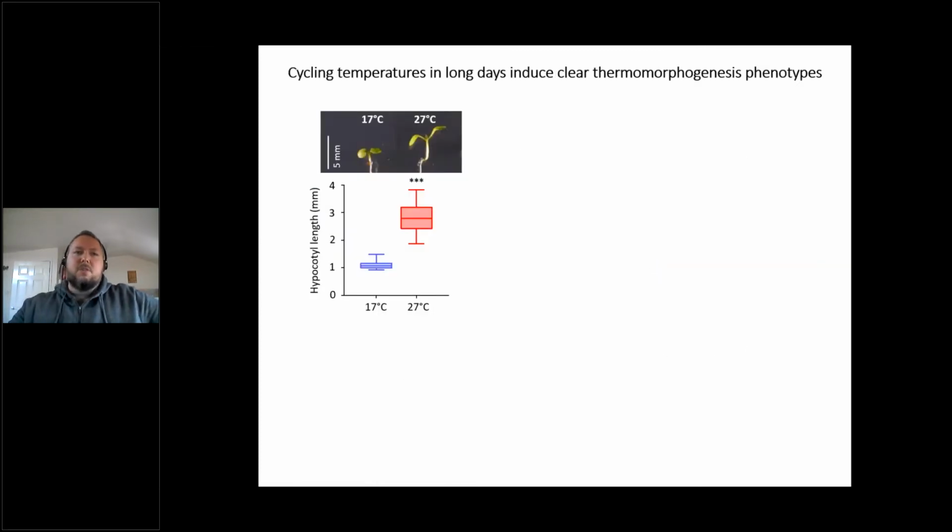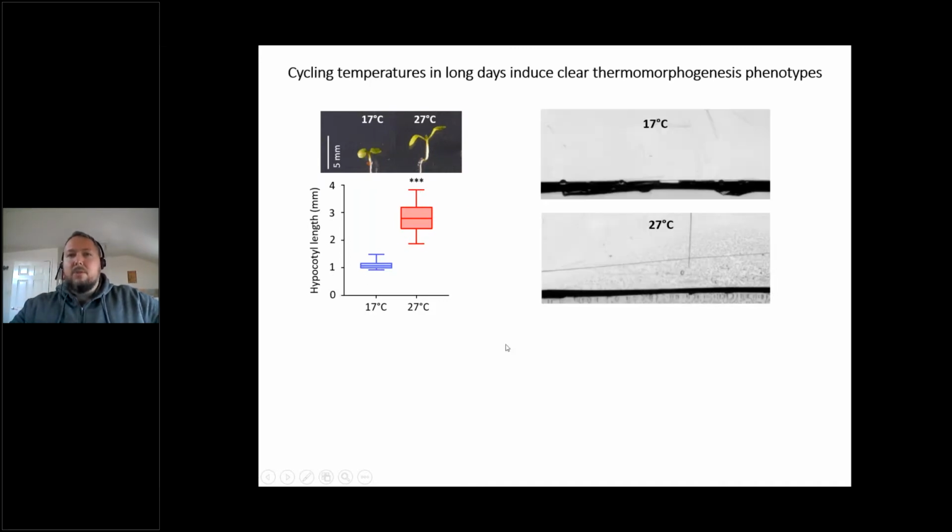So the first question we wanted to answer is, do these conditions actually induce strong thermomorphogenesis phenotypes? And the simple answer was yes, they do. We looked at our favorite hypocotyl elongation phenotype and saw that you get strong elongation under our cycling warm temperatures. So hypocotyl length essentially almost tripled in these seedlings.